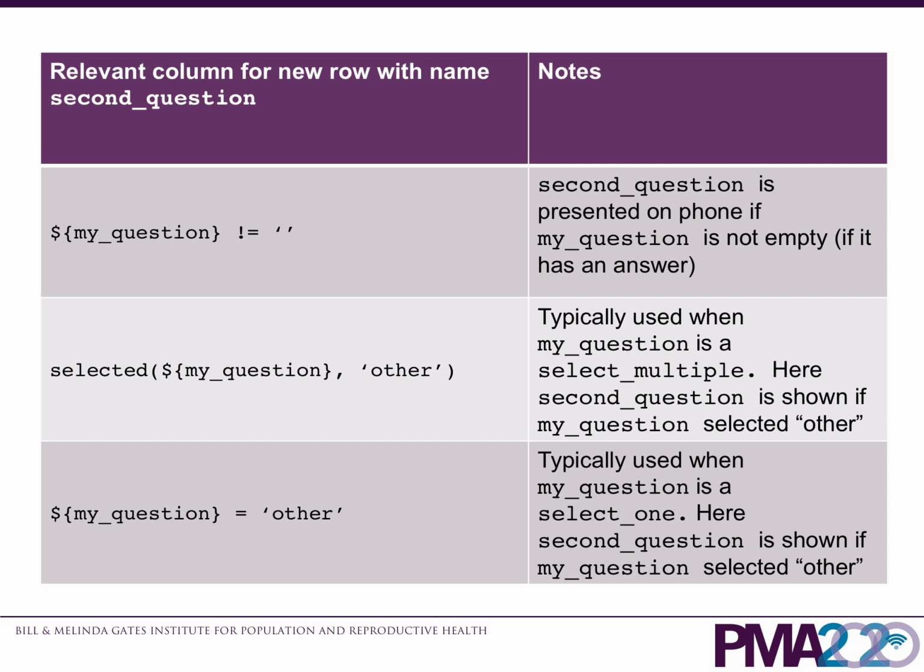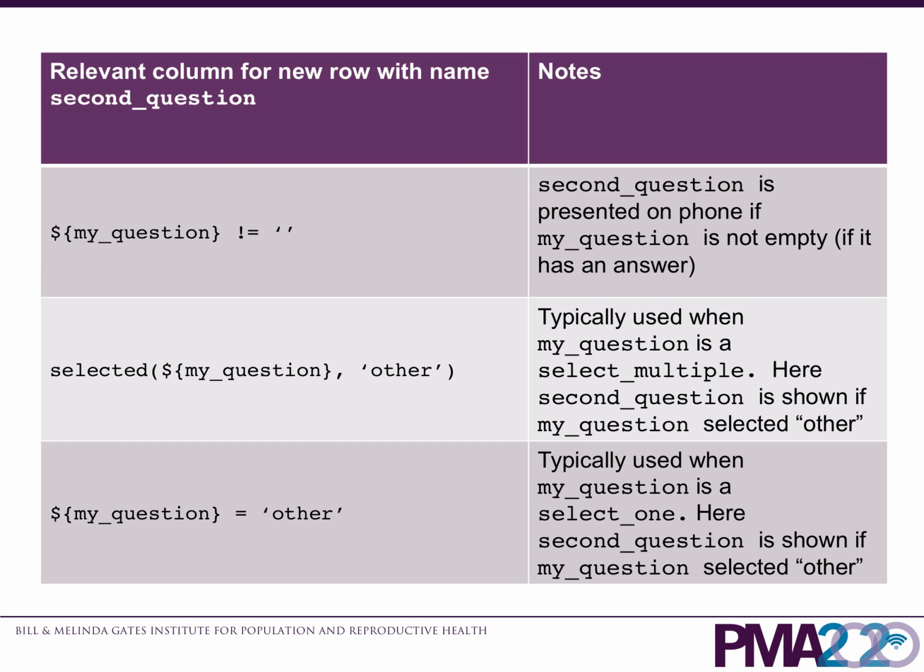For the row with name second question, if we want it to depend on a previous answer to the row with name my question, we might want to use some of these relevant statements. The first one is $ curly braces with my question, != apostrophe apostrophe. The apostrophe represents an empty string. And this is saying the second question is presented on the phone if my question is not empty, or if it has an answer.